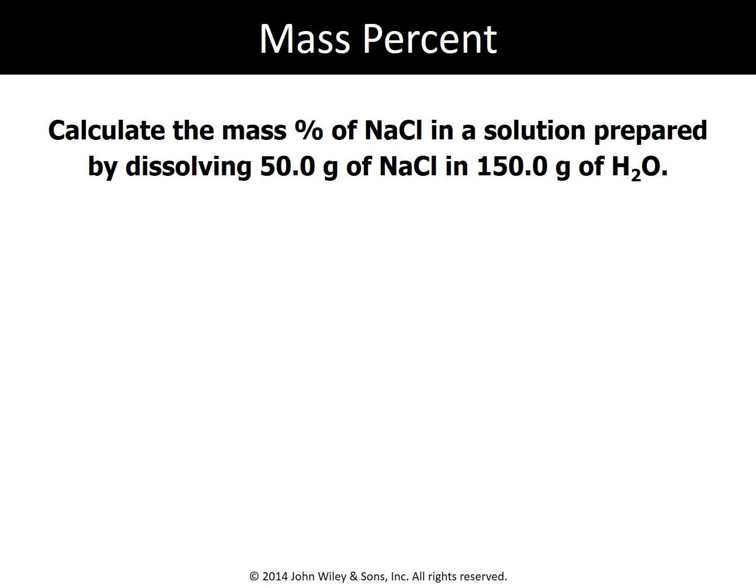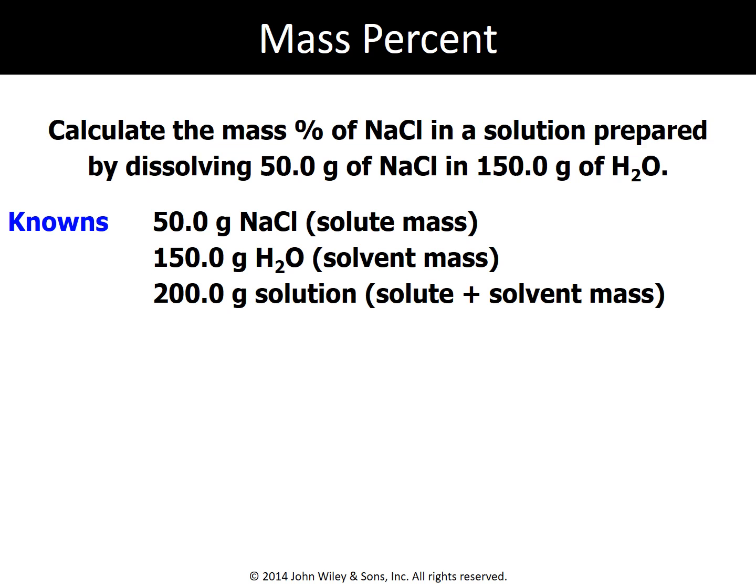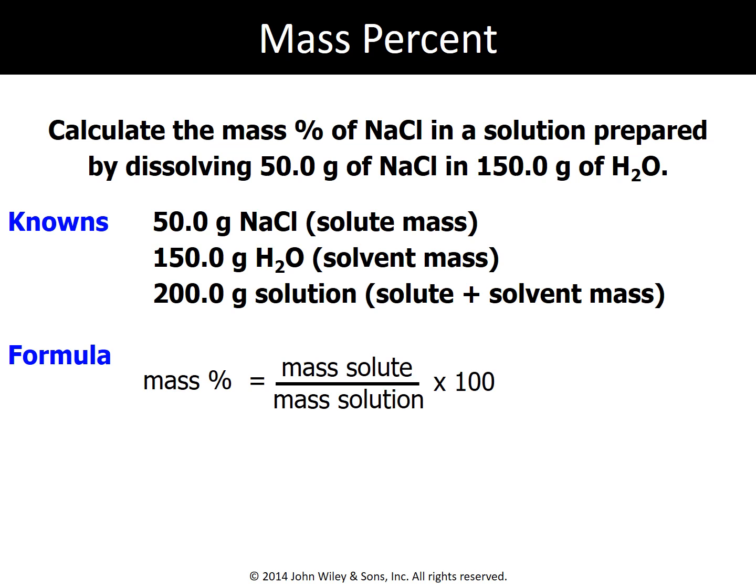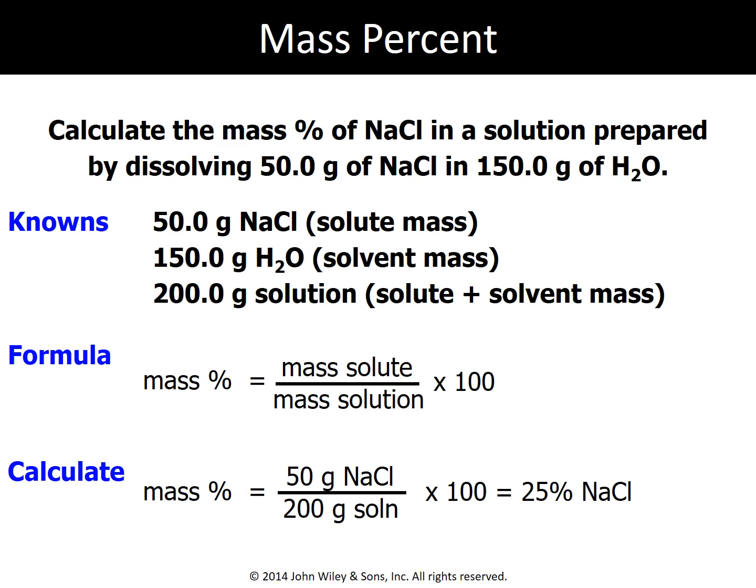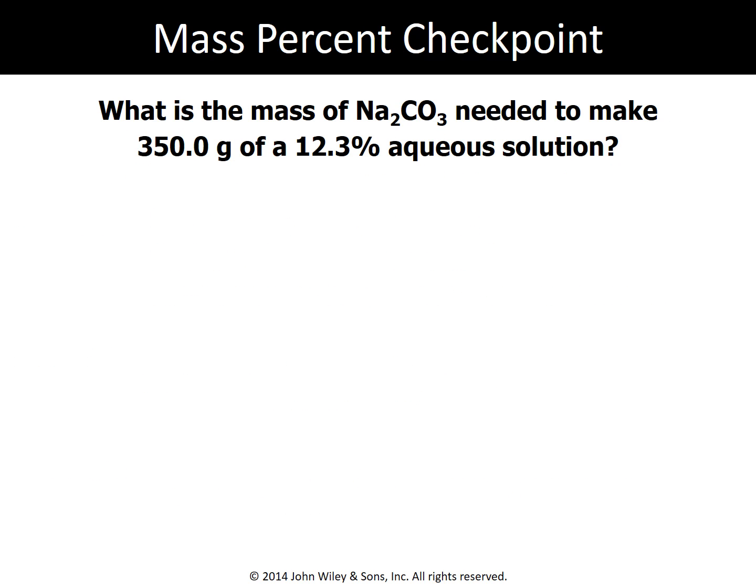Let's first start out with mass percent. Calculate the mass percent of sodium chloride in a solution prepared by dissolving 50 grams of sodium chloride in 150 grams of water. So we know our knowns here are going to be our 50 grams and our 150 grams. In order for us to get the total mass of the solution, we're going to add those numbers together. Using our formula on the last page, mass percent equals mass of solute over mass of solution. We put in our numbers and we can see that this would be a 25% mass by mass solution of sodium chloride. Try to do this checkpoint on your own.